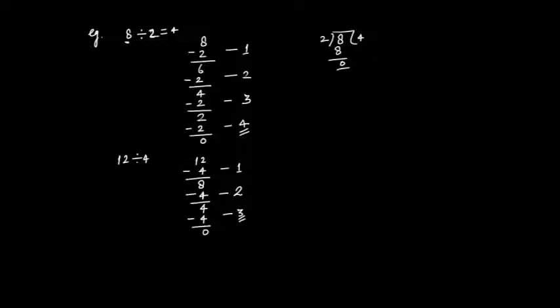What if we apply the same steps for, say, 3 divided by 0? Okay, so I'll do 3 minus 0. 3 minus 0 would give 3. This is the first step. 3 minus 0, again you would get 3. This would be the second step. And 3 minus 0, you would again get 3. This would be the third step.